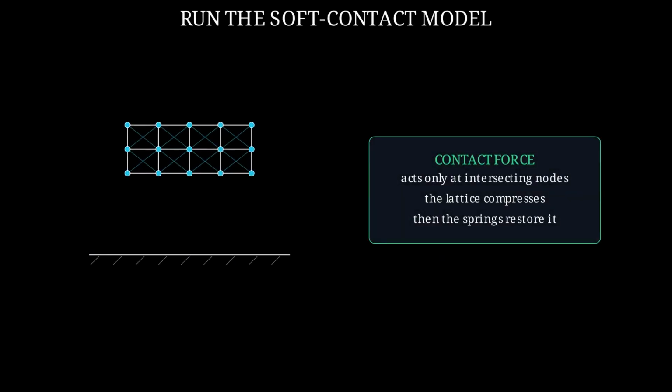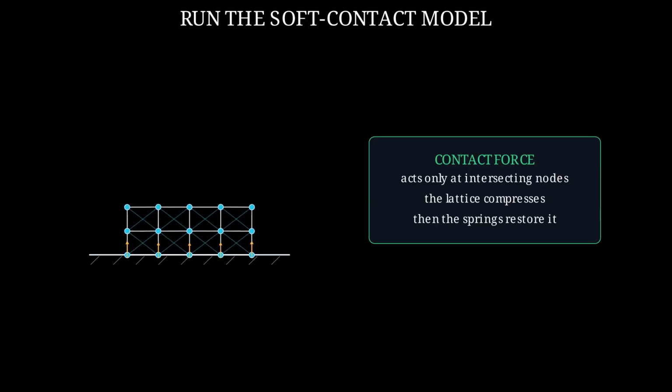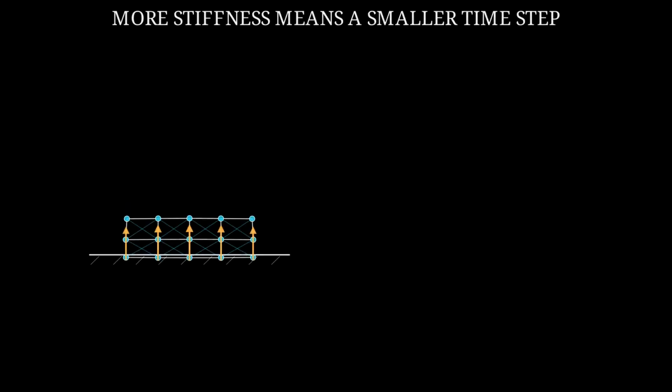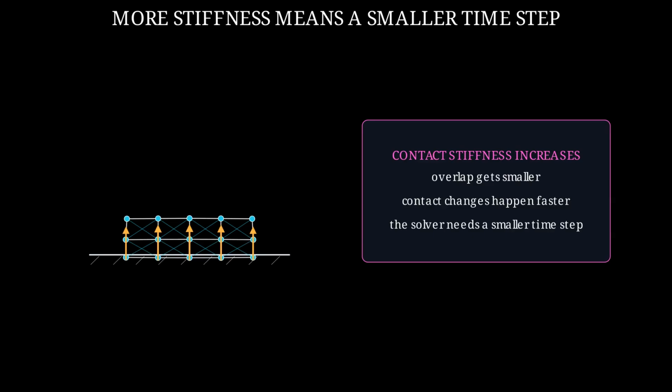Now the network falls under gravity. Watch the bottom masses compress against the floor, send motion through the springs, and rebound. The amber arrows appear only at points that overlap the floor. The rest of the network is moved by gravity and by its spring connections. This model is more physically plausible than an instant velocity change because it shows a short deformation and a finite force. It has a cost.